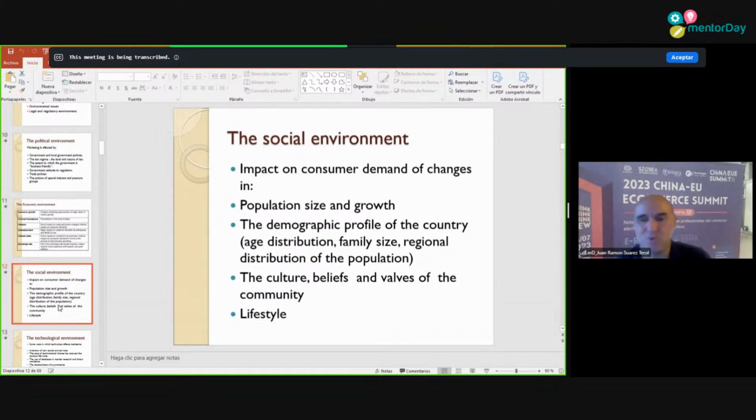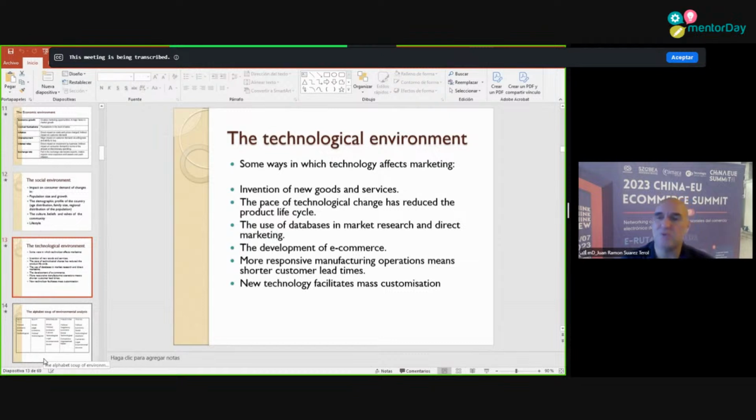So demographics are also changing a lot, whether you talk about Ghana or Ivory Coast. Define the demographic issues exactly. By demographic, I mean age distribution, family size, characteristics, different profiles, segmentations, etc. The culture, beliefs, and values of the community as well. Lifestyle is totally different: the lifestyle of a new generation compared with a baby boomer, for example. Okay, so the technological environment is very important as well.